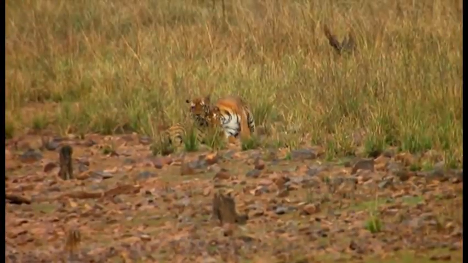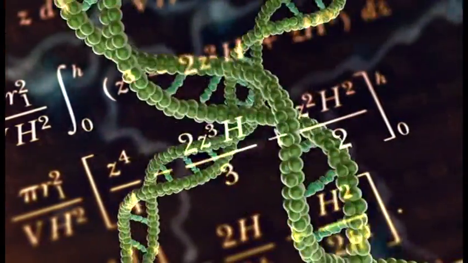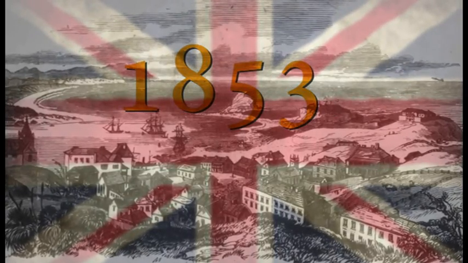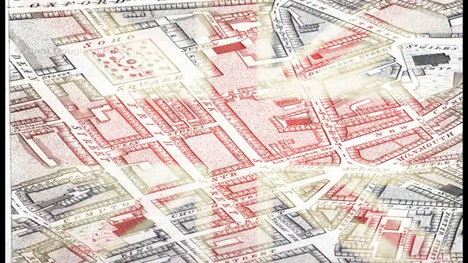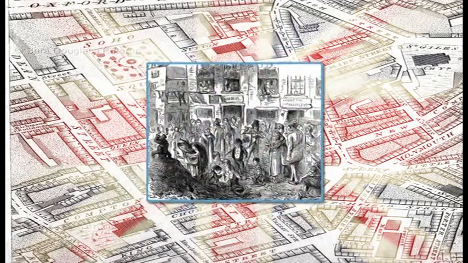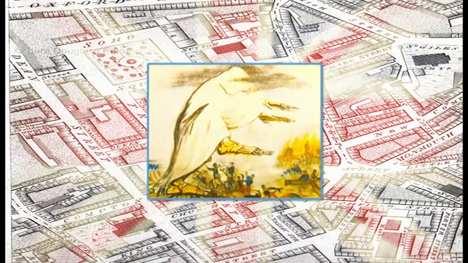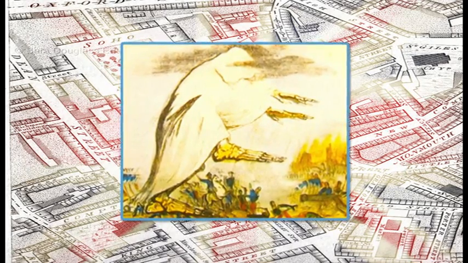On the Maths Factor, we are exploring the deeply entangled threads between mathematics and biology. Our journey now takes us to the city of London in 1853. We will head to Soho, which was at that time reeling under the impact of a cholera outbreak. 10% of the population had been wiped out. Authorities believed that the disease was spreading like a miasma, or bad air emanating from stinky sewers.